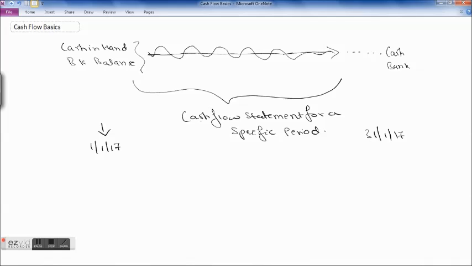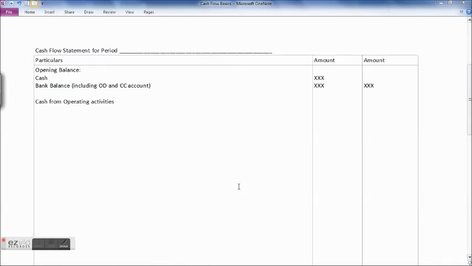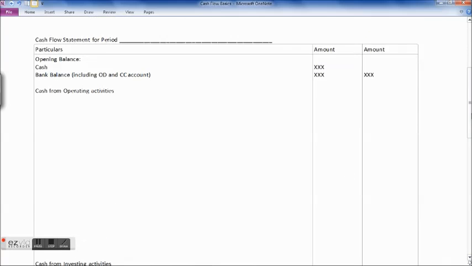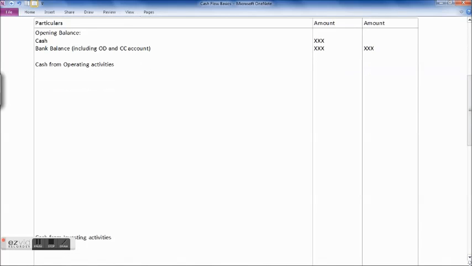The reasons for that will be analyzed by the cash flow statement. Now let's see how we prepare a cash flow statement. This is a format of the cash flow statement: cash flow statement for the period so and so. It may be cash flow for the year ended, or for the quarter ended, or six months ended, or for the month ended also. It usually begins with the opening balance, that is the cash balance and the bank balance including OD and CC, at the beginning of whatever period is considered.